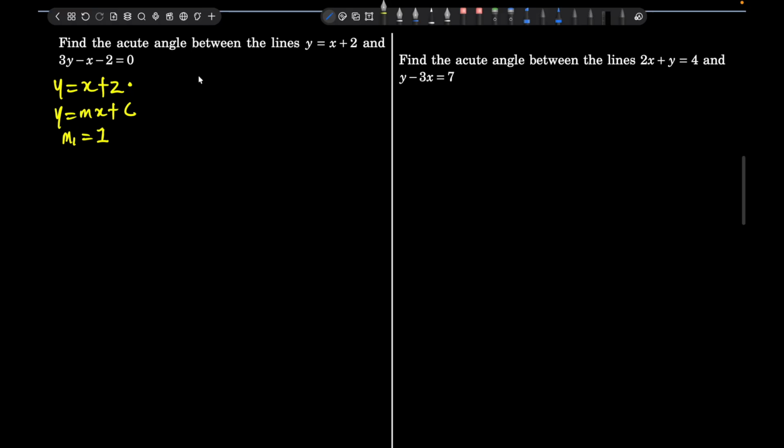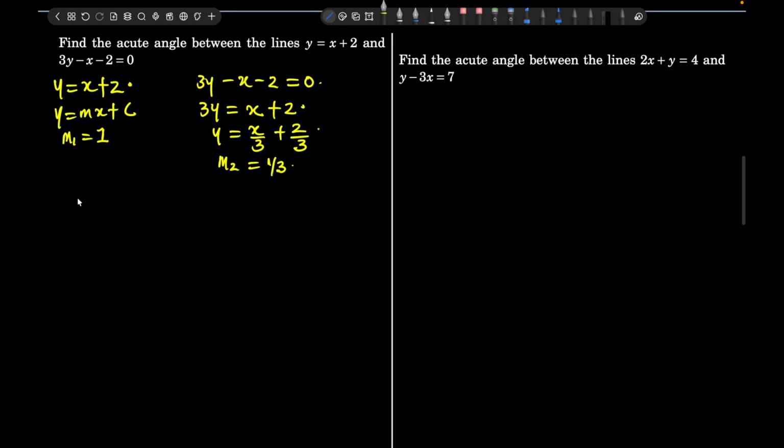For the second line, 3y minus x minus 2 is equal to 0. So this is going to be 3y equals x plus 2. If you divide through by 3, don't forget that this 2 is divided by 3 as well. So you have y equals x over 3 plus 2 over 3. Now your m2 from here is going to be 1 over 3.